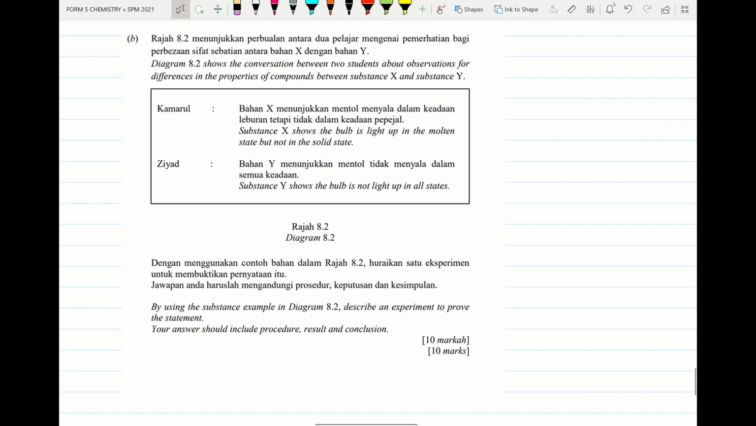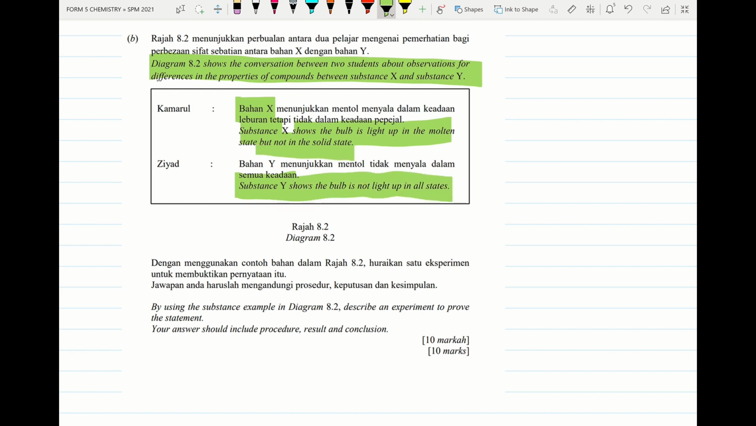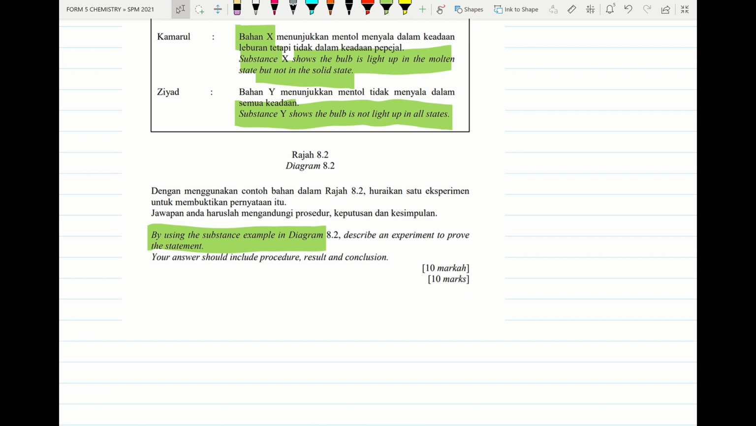All right, let's try to look at this question. Diagram 8.2 shows the conversation between two students about the observation for the different properties of compound between substance X and substance Y. Substance X shows the bulb lights up in molten state but not in solid state. Substance Y shows the bulb does not light up in all states. By using an example of substance in diagram 8.2, describe an experiment to prove the statement above.